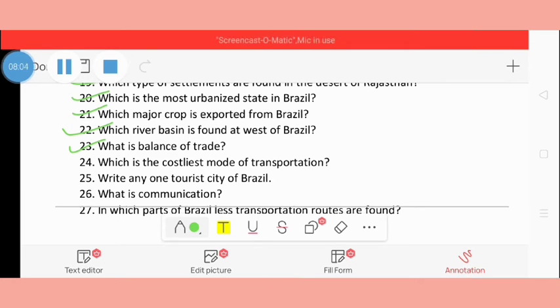Next, 24th number question. Which is the costliest mode of transport? So airway is the costliest mode of transportation. Airway is the costliest mode of transportation.